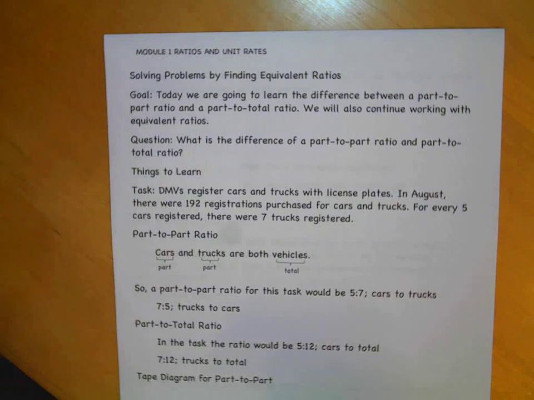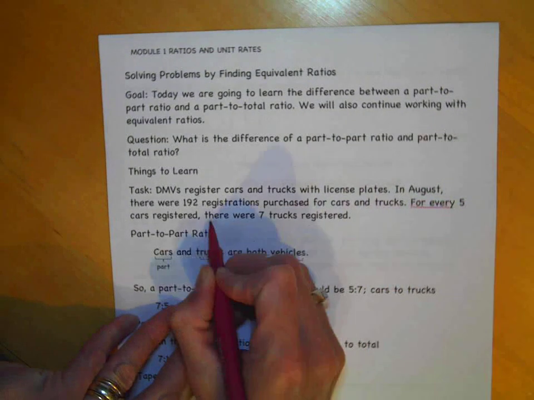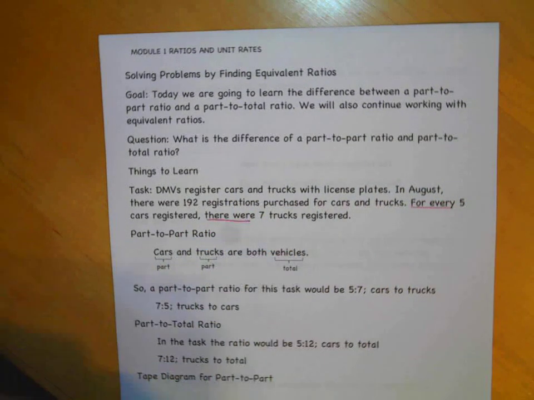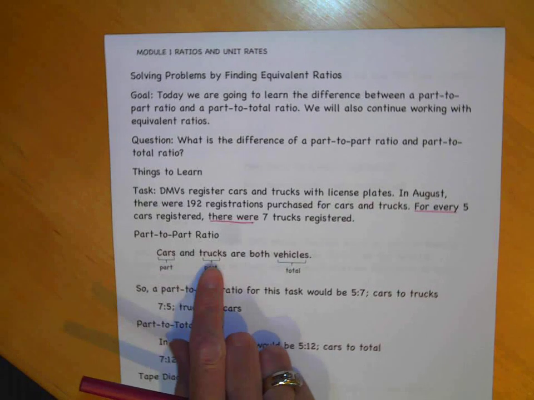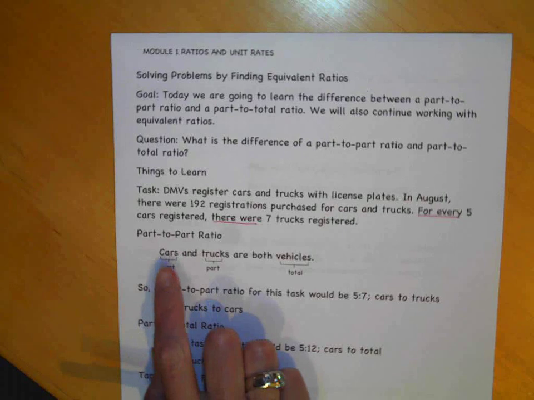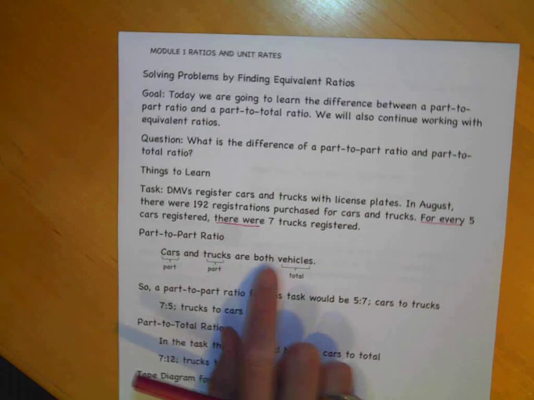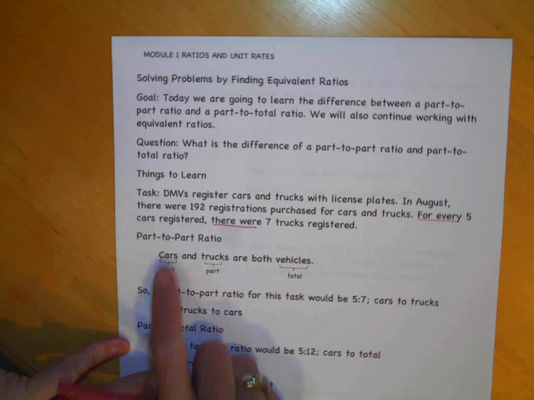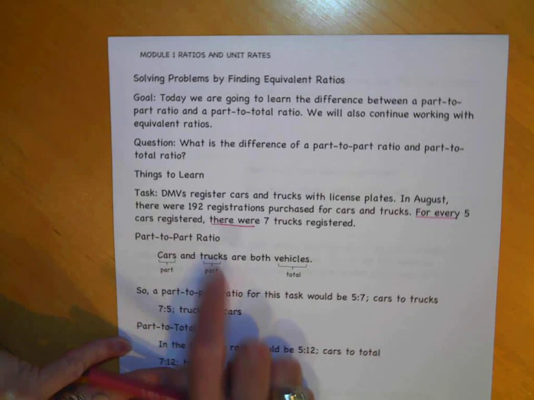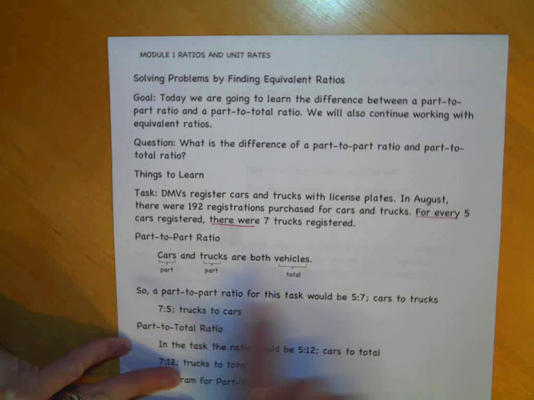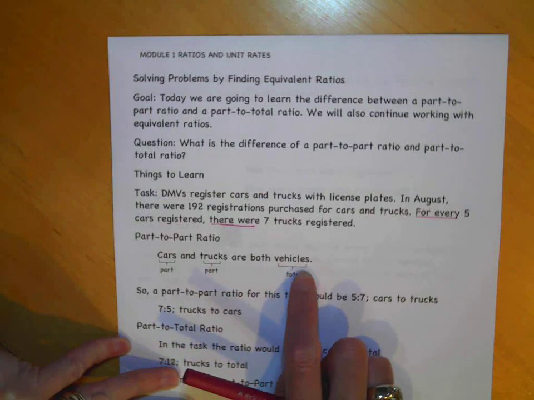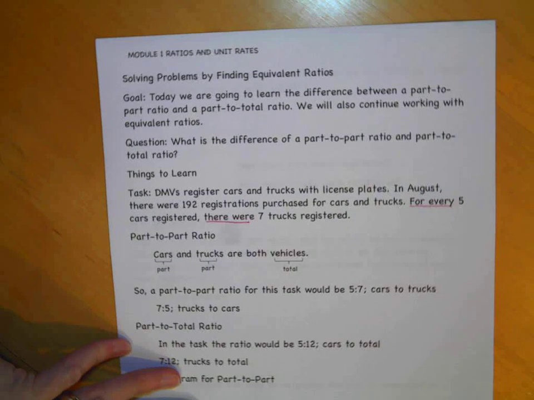Remember, our ratio relationship uses those words: for every, and there are, were, is, okay? So for every 5 cars registered, there were 7 trucks registered. Part-to-part ratio means that you are looking for the parts that make up the entire situation. Cars and trucks are both vehicles. So in this scenario, cars is one part, trucks is the other part, and together they make up vehicles, because they both are vehicles, and so that's where you get your total from.